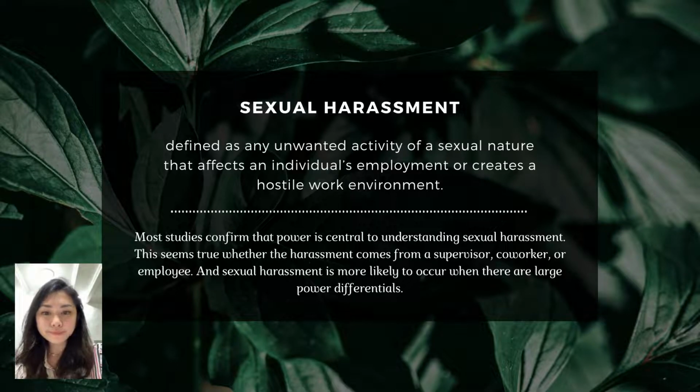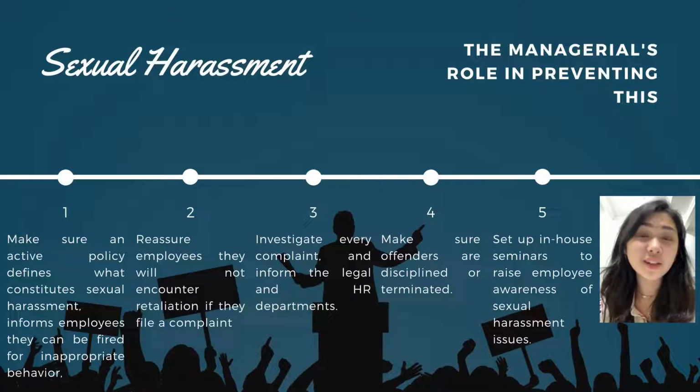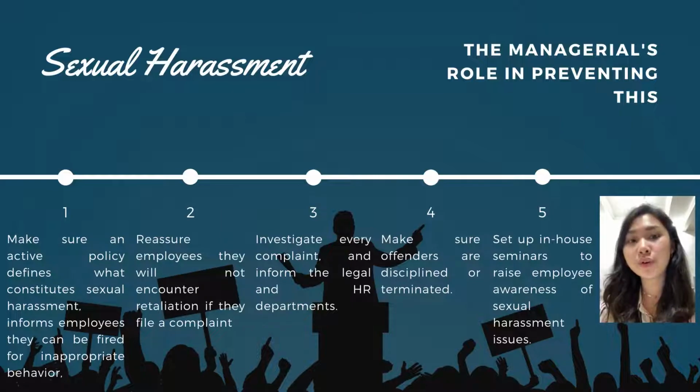Okay, so when there's actually sexual harassment in the workplace, there are certain things that management has to do. First is to make sure an active policy defining what constitutes sexual harassment informs employees that they can be fired for inappropriate behavior. Second is to reassure employees they will not encounter retaliation if they file a complaint. Third is to investigate every complaint and inform the legal and HR departments. The fourth is to make sure offenders are disciplined and terminated.